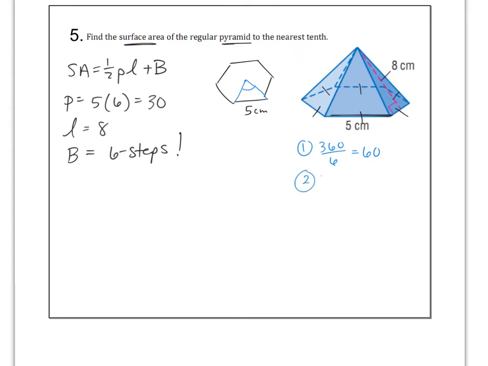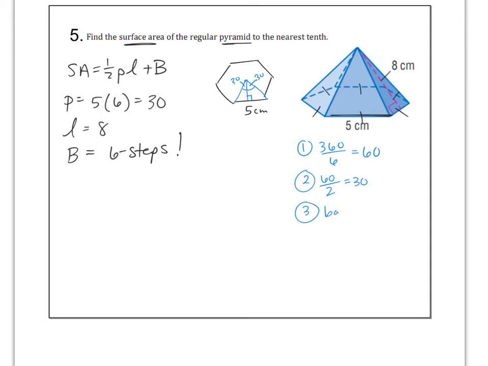Step 2, cut that in half. 60 divided by 2 is 30. Now the reason we cut that in half is right down the middle. This is 30, this is 30. And now we have 2 smaller right triangles. And once we have some right triangles, we can do SOHCAHTOA, which we might need to do.